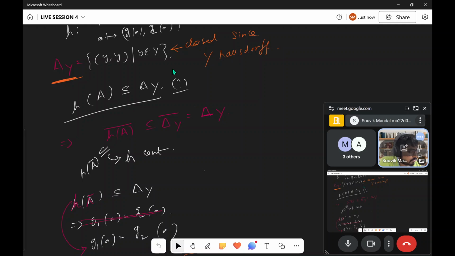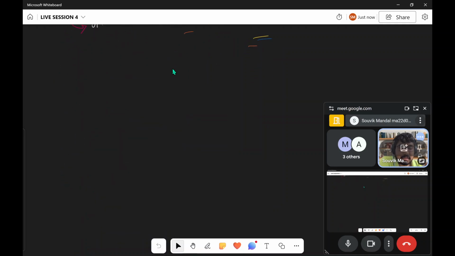So it's a general fact. Suppose f is a function from x to y and a is a subset of x, then f continuous map implies f of the closure of a is a subset of the closure of f of a. That is one implication of continuity.